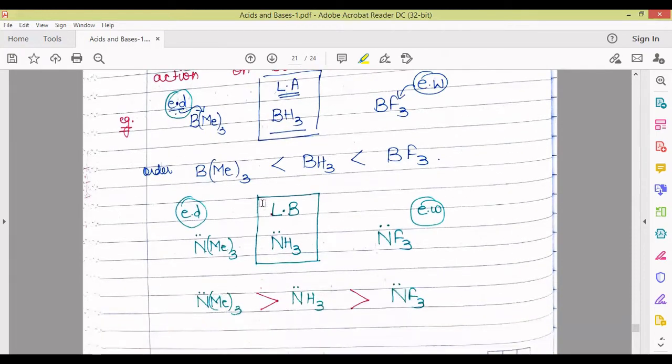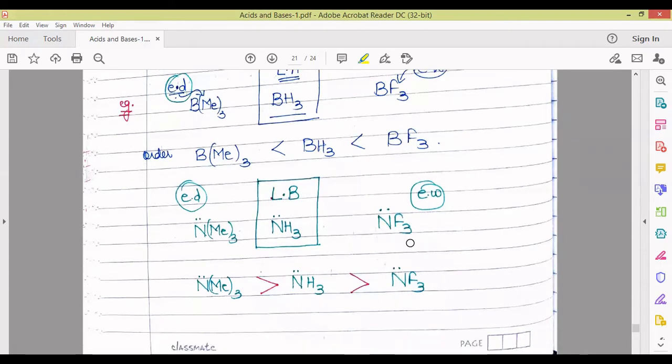Now let us consider the case of Lewis base. Here we are taking ammonia. We have replaced the hydrogens with methyl ones and fluorine ones. Methyls are the electron donating ones, and the fluorines are the electron withdrawing groups. So on the base, they have the reverse effect. When more electron donating groups are present, they are enhancing the electron donating tendency of nitrogen. They are increasing the electron density on the nitrogen so that its electron donating tendency is increasing.